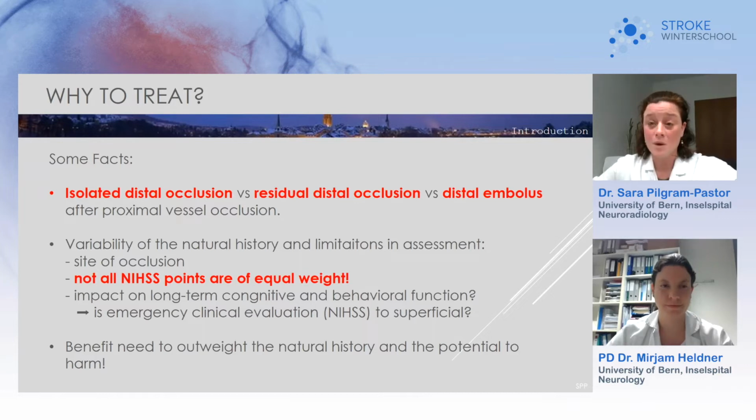So if you want to treat the patient, your benefit needs to outweigh the natural history. So ask yourself, what would happen if you don't treat the patient? And the potential harm. Is it technically feasible? Are you able to do it in your department?